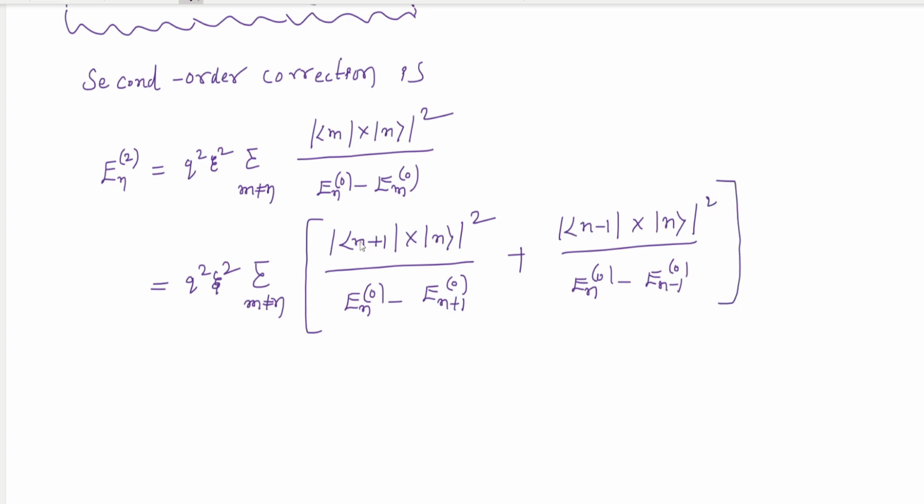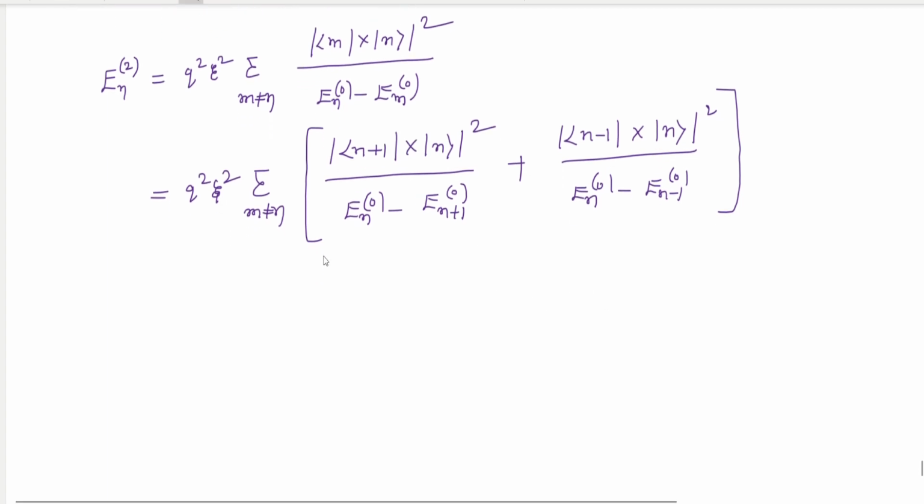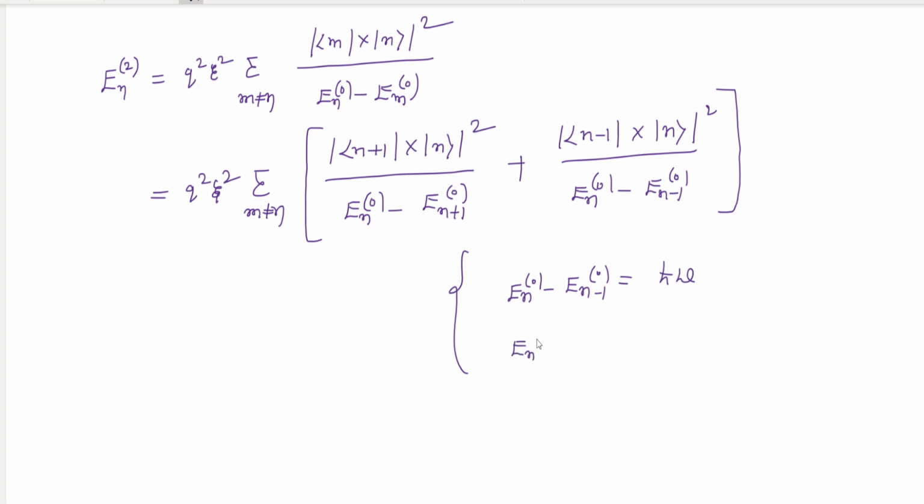So we already calculated these values, right? Try to substitute these values, then you can simplify and get the answer. One more piece of information here: the energy difference between the two energy levels is h cross omega. For the n minus 1 state it is h cross omega, and En power 0 minus En plus 1 power 0 is equal to minus h cross omega.